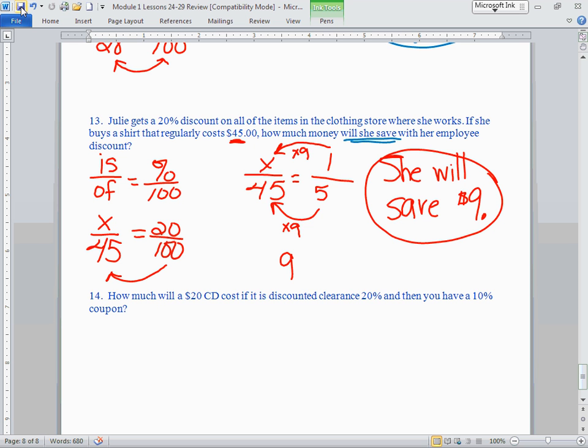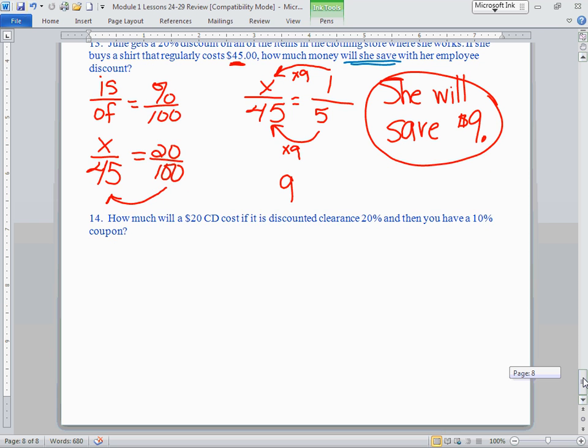And let's see, or I hope we could get this one in before the bell. I realize number 14 is not on your paper. I told you that got cut off. The photocopy machine is having problems apparently. So write this down quickly. How much will a $20 CD cost if it is discounted clearance 20% and then has a 10% coupon?